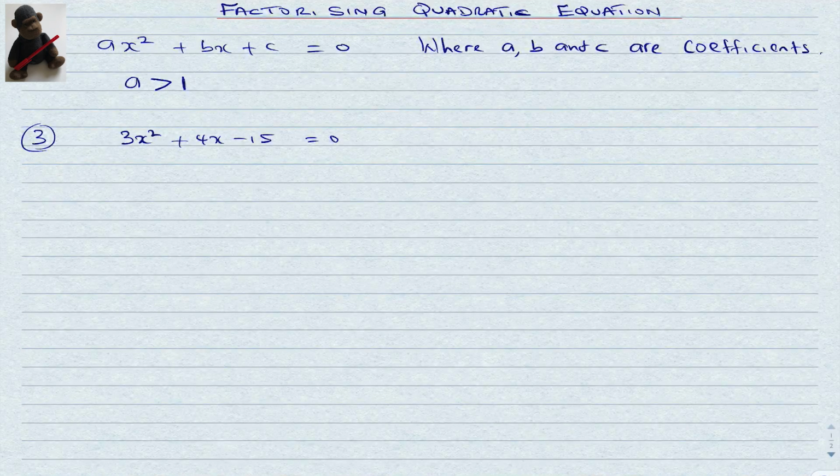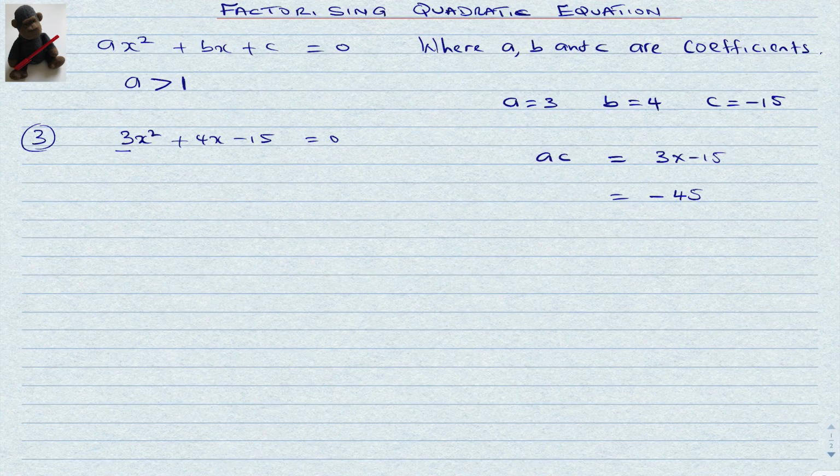The last two examples we did where a is equal to 1. Now a is greater than 1. a is 3, b is 4, and c is minus 15. Still apply the same method. We need to find ac, which is 3 times minus 15. That is minus 45. We need two numbers we can multiply to get minus 45, and when we add them together we get 4.